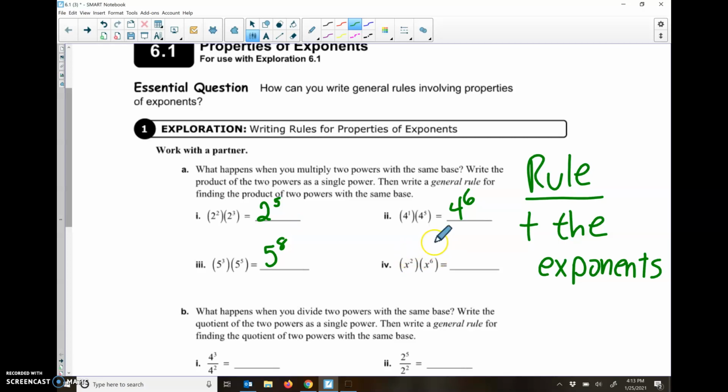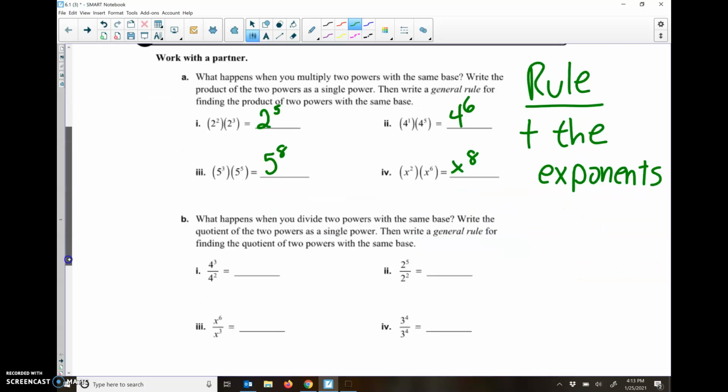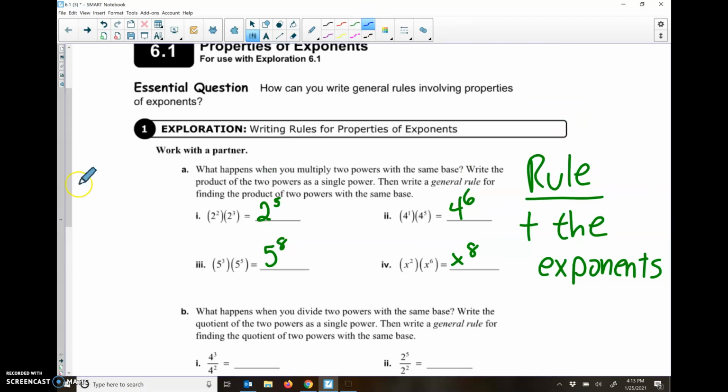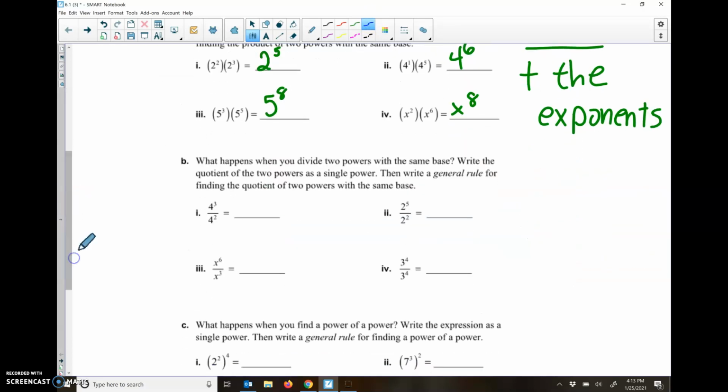I have 2 x's and 6 x's. I add those together, I get 8 x's. So no difference whether it's a number or whether it is a variable. Okay, and then the next set of problems we did was division problems. And remember, our rule for division problems is we subtract the exponents.